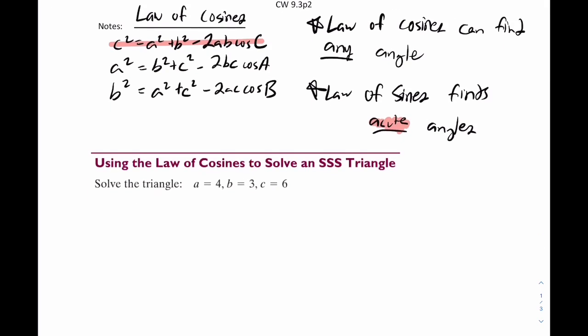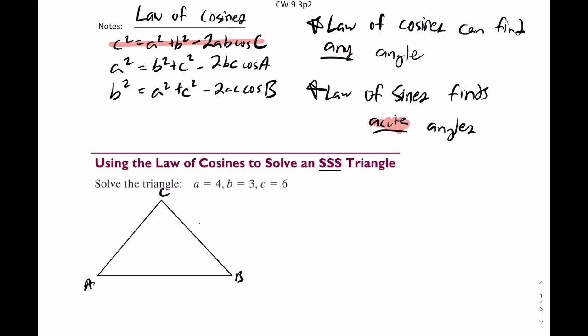So let's go to our first example. It says use the law of cosines to solve an SSS triangle. So this is the first time we're going to be given no angles whatsoever. So let's draw a generic triangle. And again, we're going to label it just ABC. I'd label it like this. I recommend you do it too for later.